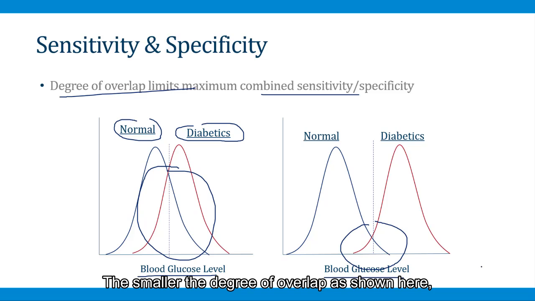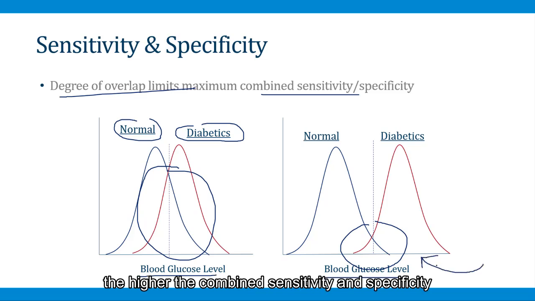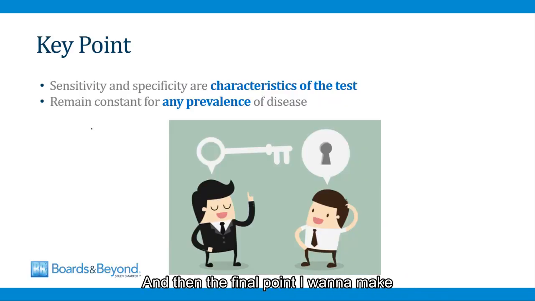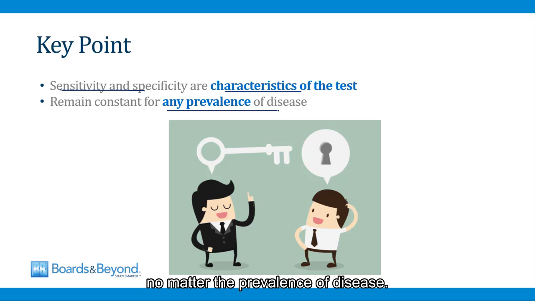The smaller the degree of overlap, as shown here, the higher the combined sensitivity and specificity that you're going to be able to achieve with your test. And then the final point I want to make is that sensitivity and specificity are characteristics of a test, and they remain constant no matter the prevalence of disease.